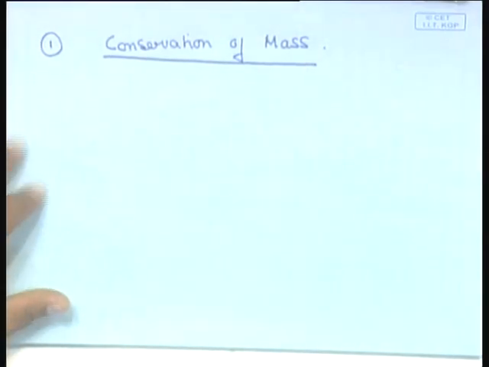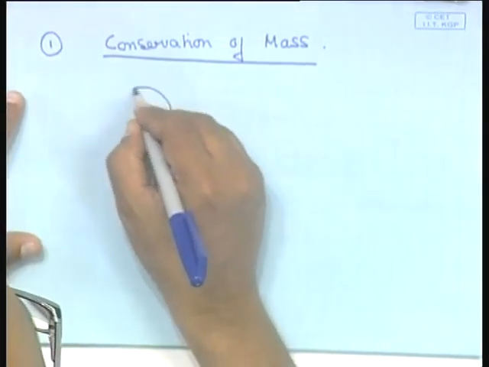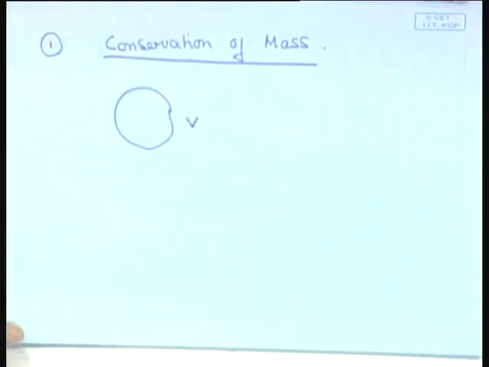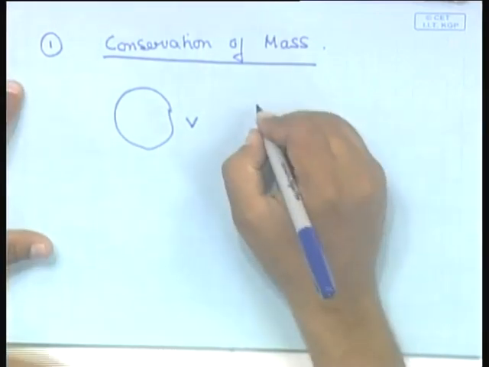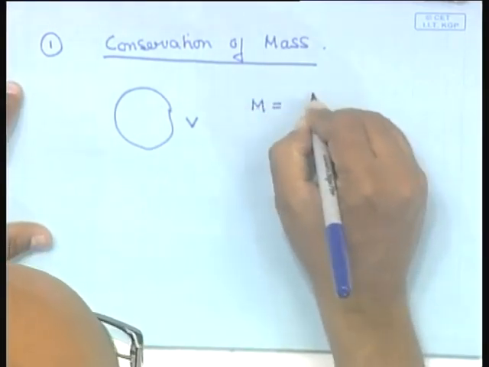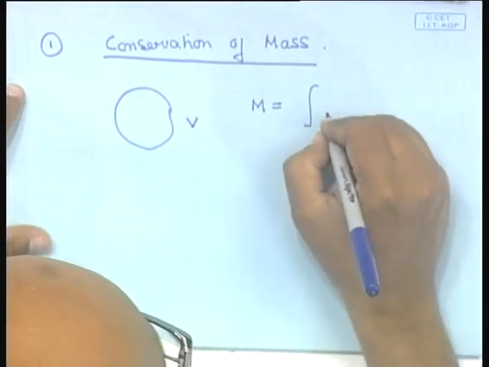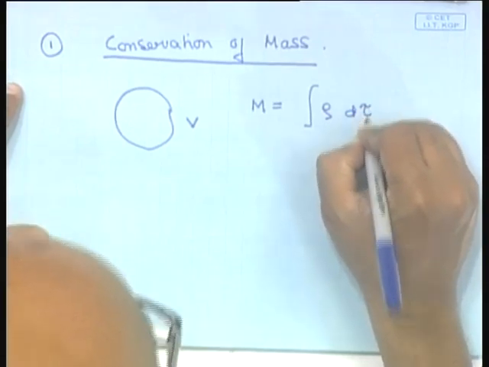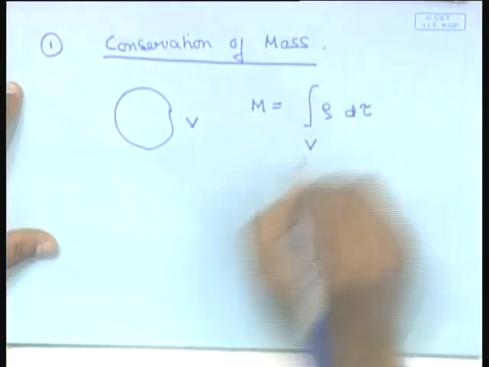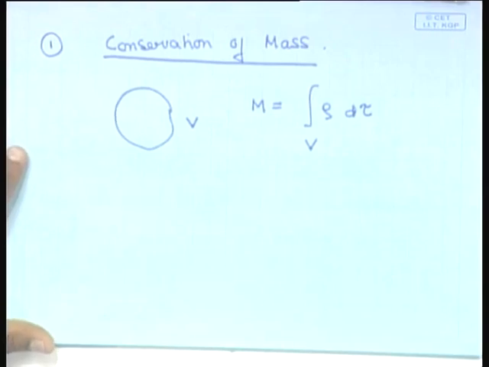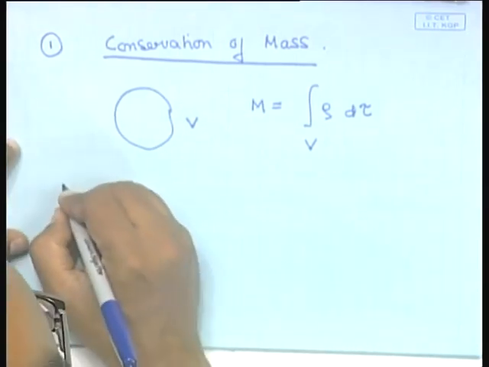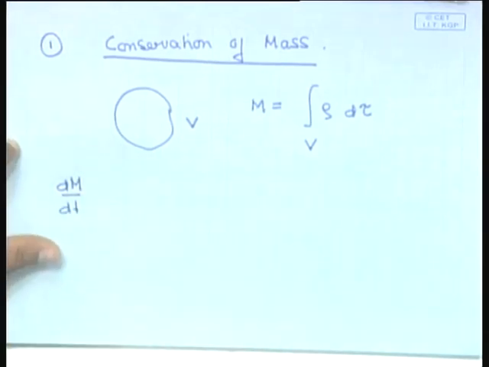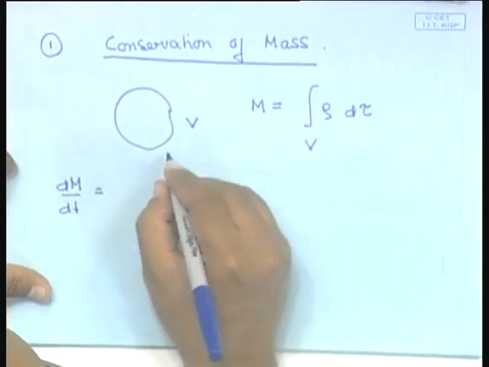Mass conservation. Let us take a region V which is immersed in this fluid. The mass inside this region is M, the volume integral of rho d tau, where tau is the volume over V. Now, I ask the question, what is the rate of change of mass? This we can calculate, since the volume is fixed.